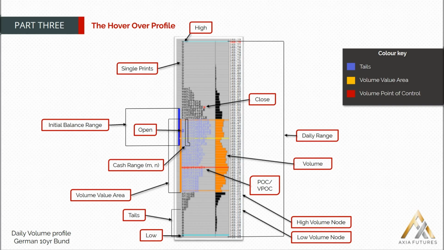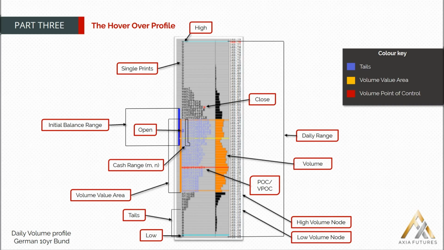We then have the volume value area. Now, the volume value area is the point where 70% of the day's volume is transacted. Note on this chart, I've colored it in a purple color. This is so it's easily identifiable within which range 70% of the day's volume is transacted.